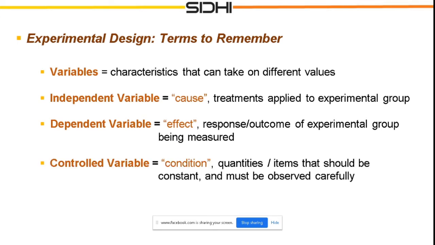Now, the controlled variable is the condition, okay? The quantities or items that should be constant and must be observed carefully, okay? So this is also another thing that you set. The conditions of your experiment. Saan mo siya ilalagay? Lahat ba sila nasa dark condition? Lahat ba sila under sunlight? Lahat ba ng bacteria mo, for example, ay nasa 28 degrees Celsius? Or what temperature are you going to set it? So that's your controlled variable.